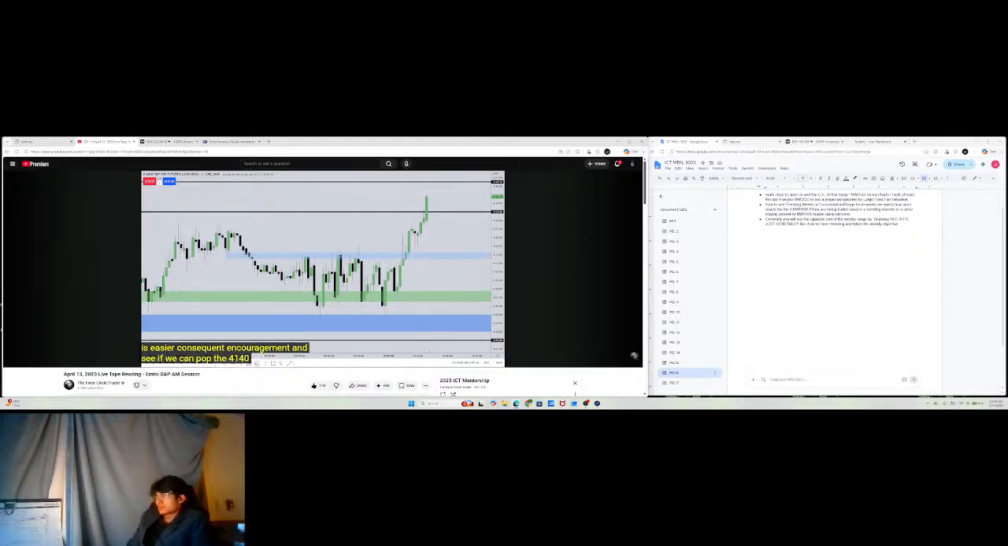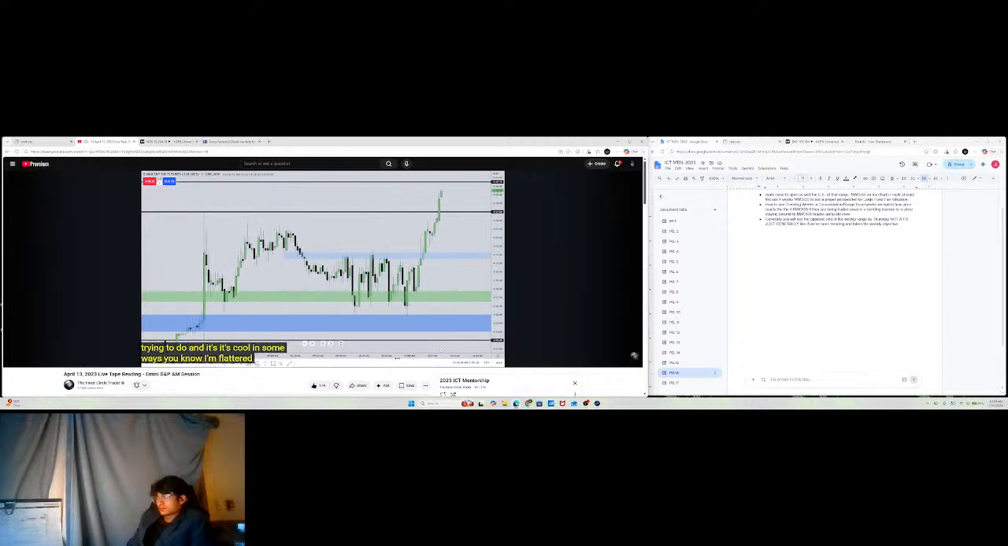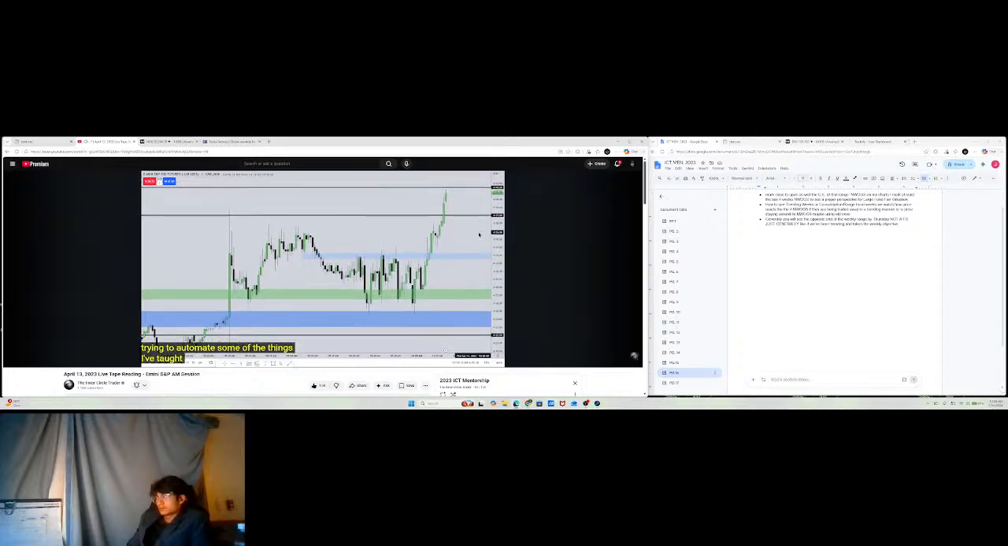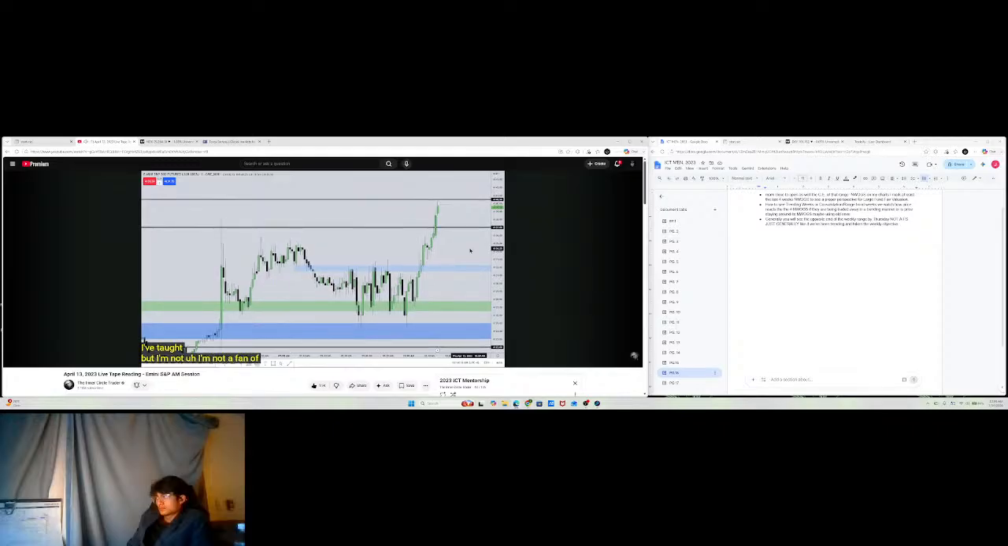Let's see if we can pop the 41.40 and a half. I know it feels like you're high tech if you have a button that you can push and all these things just populate on your chart. Unfortunately, if you spend any time with the folks that use those things, and I've seen them, and I understand what they're trying to do, it's cool in some ways. I'm flattered that they're trying to automate some of the things I've taught, but I'm not a fan of it. I'm old school, and there's your new week opening gap high.